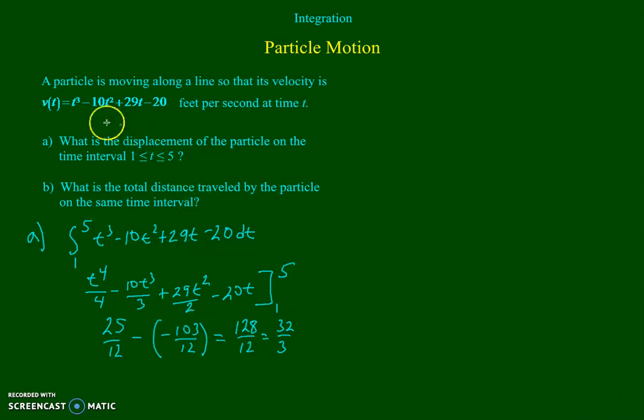To evaluate part B, we're going to have to take the integral of the absolute value of the function. So this is going to look a little bit different. Rather than writing the whole thing out, for part B, we want the integral from 1 to 5 of the absolute value of v of t dt. Now, in order to evaluate this, we're going to have to find the zeros of this function, because we have to determine where it has positive or negative lobes.